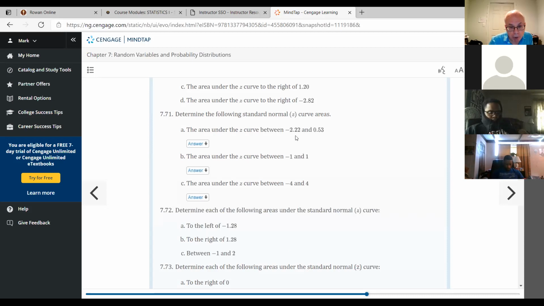Okay, so negative 2.22 is going to be to the left of the mean. 0.53 will be to the right of the mean. As I mentioned last time, it would be beneficial for you to have pencil and paper with you when you do homework, quizzes, or tests. When you have a problem like this, draw a little curve, and it'll help you visualize what you're trying to find. So it's the area under the bell-shaped curve between negative 2.22 and positive 0.53. So let's go to the calculator.